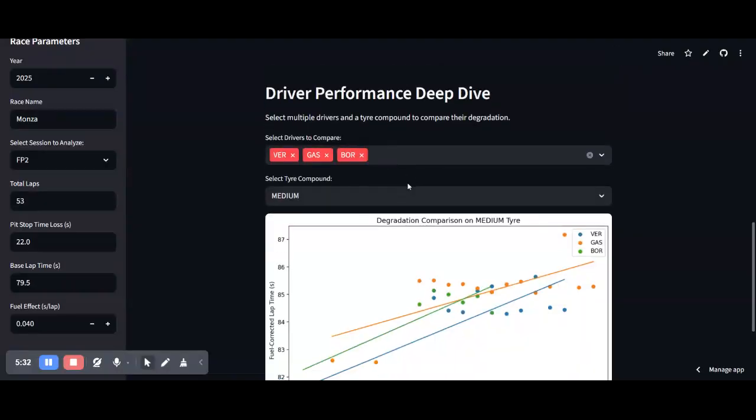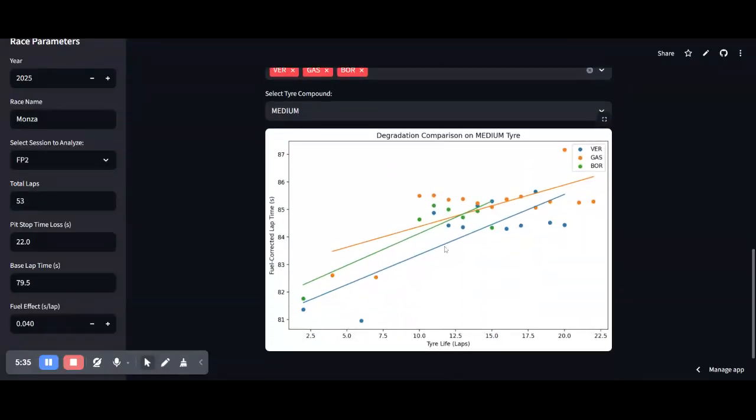So for example, if we choose Bortoleto, we can see Bortoleto was managing his tire better than Gasly for almost 12 laps, and after 12 laps I think he was having a bit of a hard time. So yeah, this is how you can have a deep dive on the tire management of each driver by selecting the tire compound.